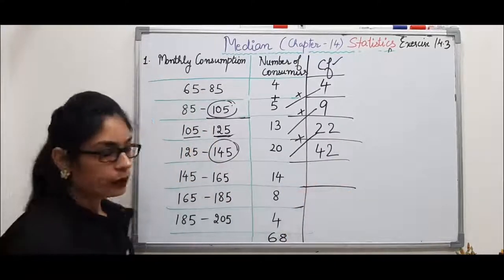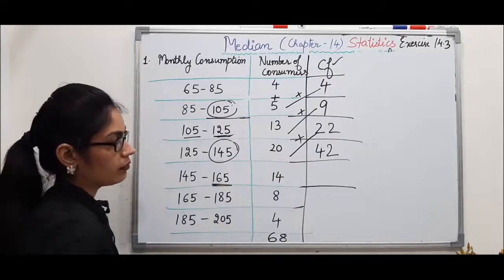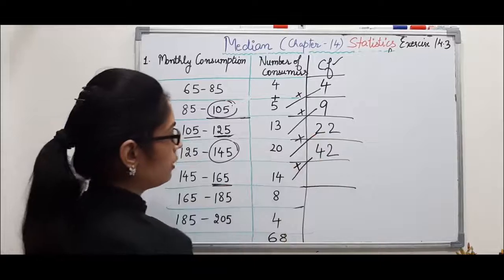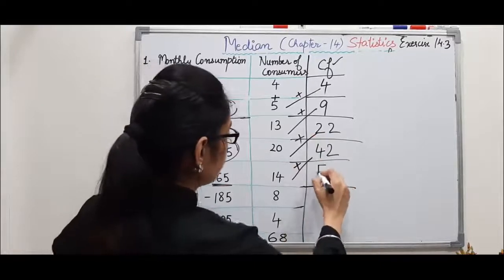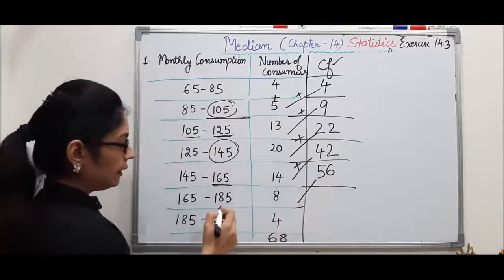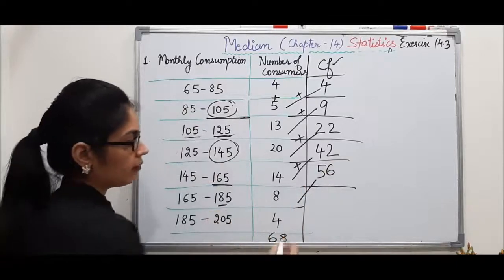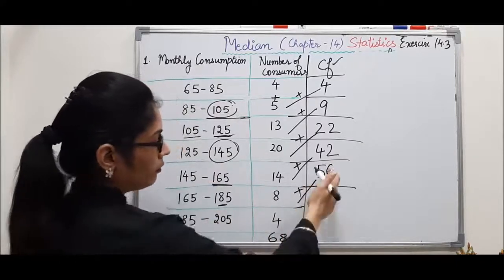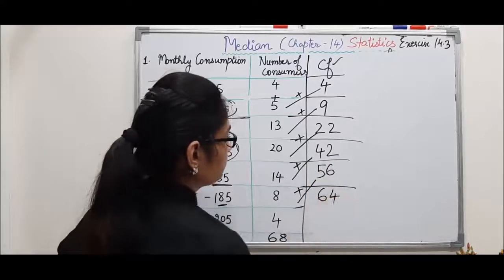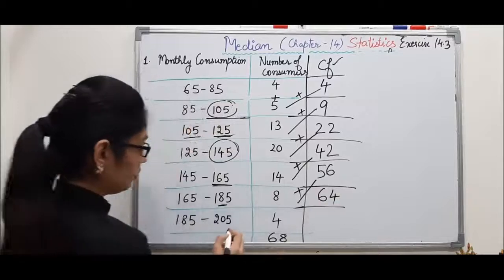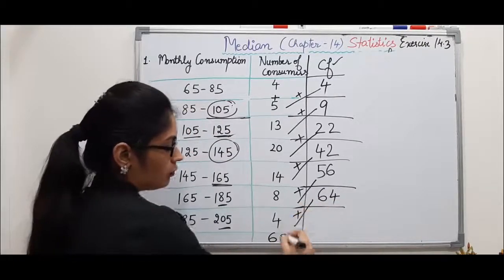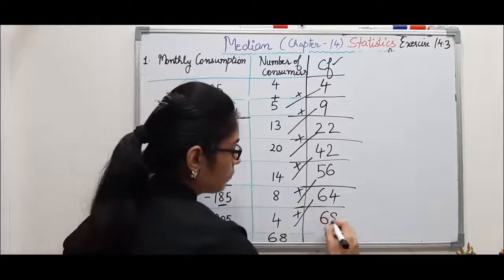Now cumulative frequency till 165. Again this way we will add 14 plus 42, it is 56. Now cumulative frequency till 185, 56 plus 8, so it is 64. Cumulative frequency till 205, it is 64 plus 4, it is 68.